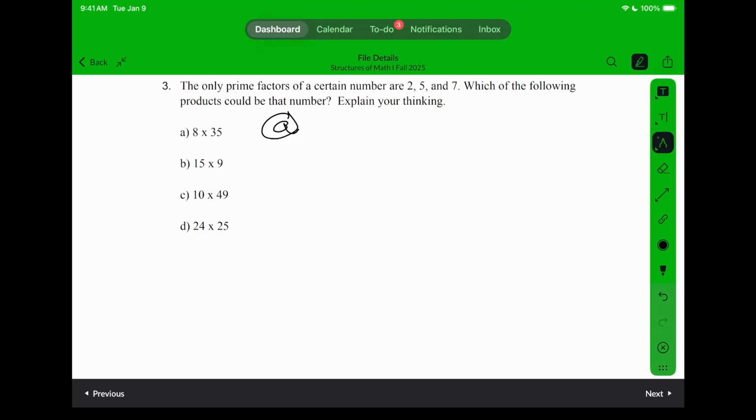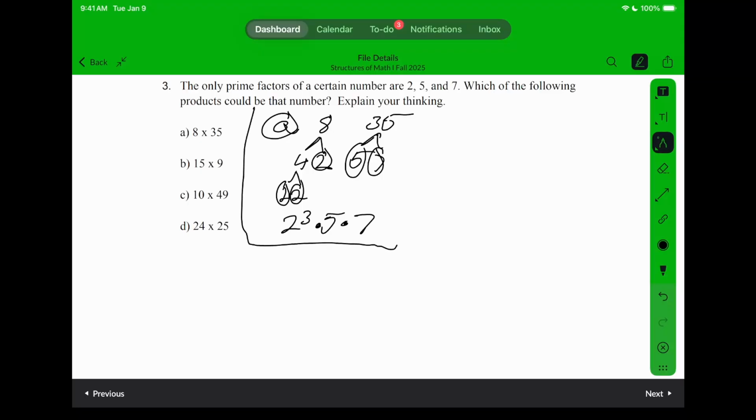So let's take A, for example. We have 8, which can split into 4 and 2, 2 and 2, and we have 35, which is 5 and 7. Our answer for A is 2 cubed times 5 times 7. This is promising. This has only 2, 5, and 7.